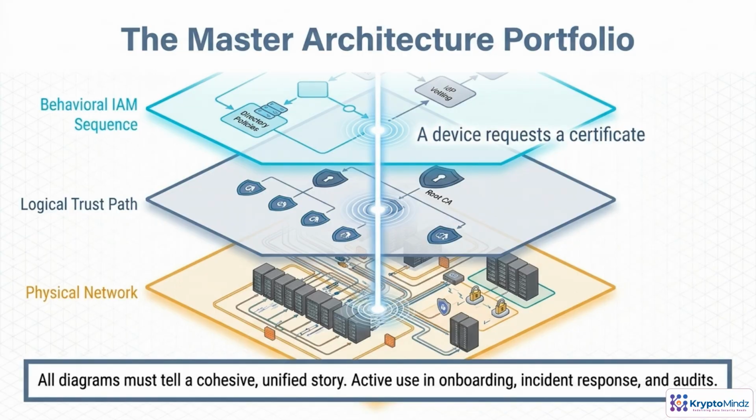Think of your PKI diagrams as a single story told in three layers. At the bottom, show where things physically live: data centers, HSMs, networks, and security zones. Above that, show the logical trust path: roots, issuing CAs, OCSP, and how chains are built. On top, show the behavioral IAM sequence: who requests a certificate, which policies apply, what approvals happen, and how the certificate is actually used. When these views line up for a single scenario, you end up with a master architecture portfolio you can reuse for onboarding, incident response, audits, and future design discussions.